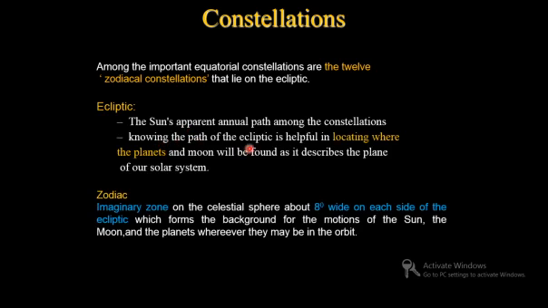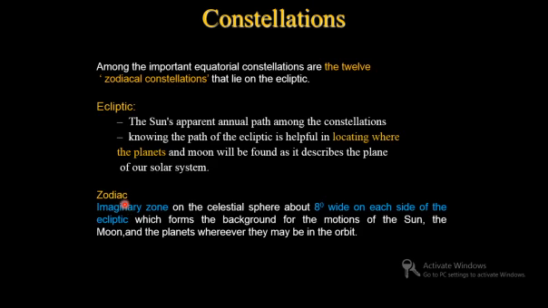Knowing the path of the ecliptic will be helpful in locating where the planets and moon will be found, as it describes the plane of our solar system. You need not check for planets on the north side or the south side, but only along the ecliptic. The moon, planets and sun all pass in the same plane. Hence, knowing the ecliptic, we can confirm where to look for planets and their moons. We don't have to look randomly onto the sky.